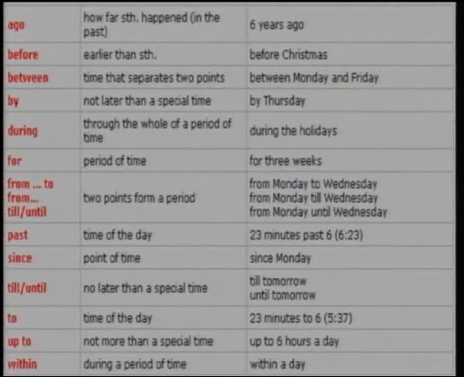From, to, till, until. These are prepositions which are mainly used to refer to time, two points from a period. From Monday to Wednesday, for example. From Monday till Wednesday. Yani, to is equivalent to till. From Monday until Wednesday. To, till, until are the same, of the same meaning. They refer to two points of a period, from one to another. From Monday to Wednesday.